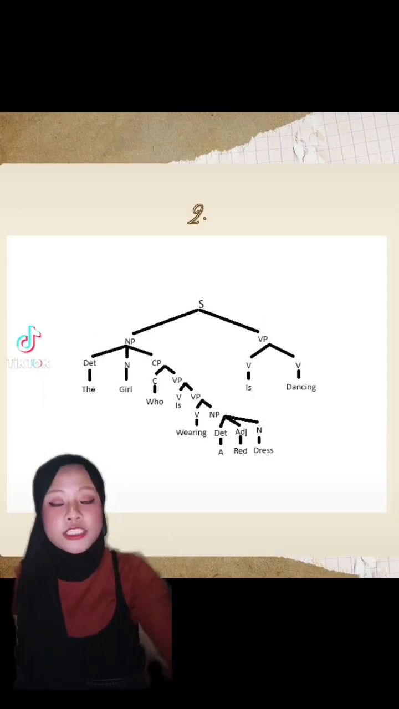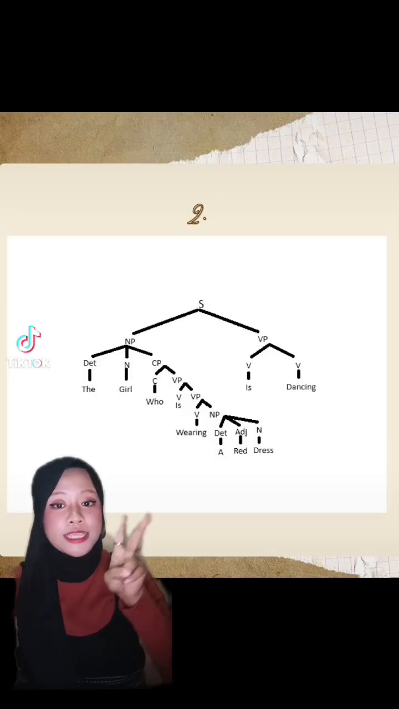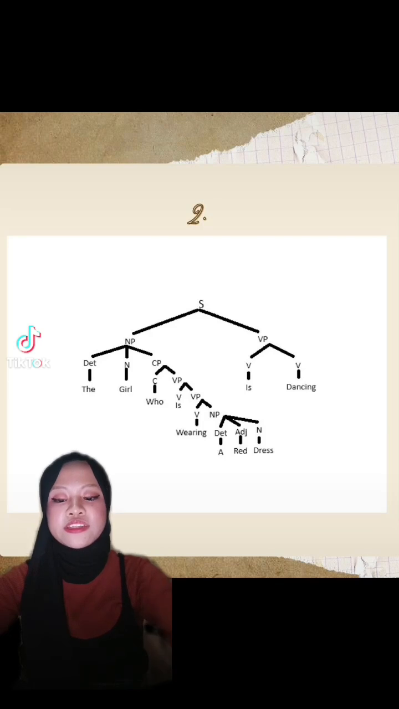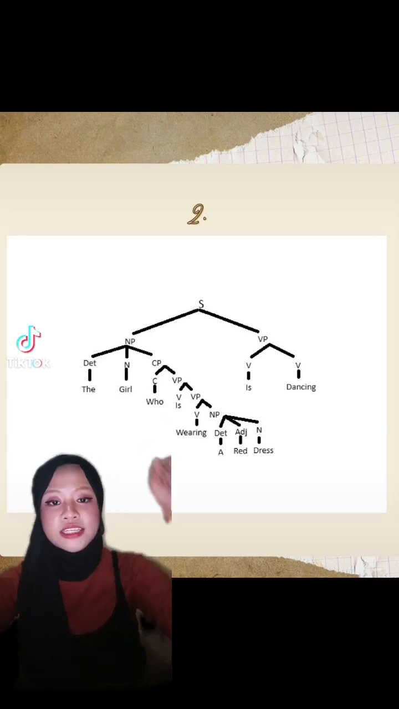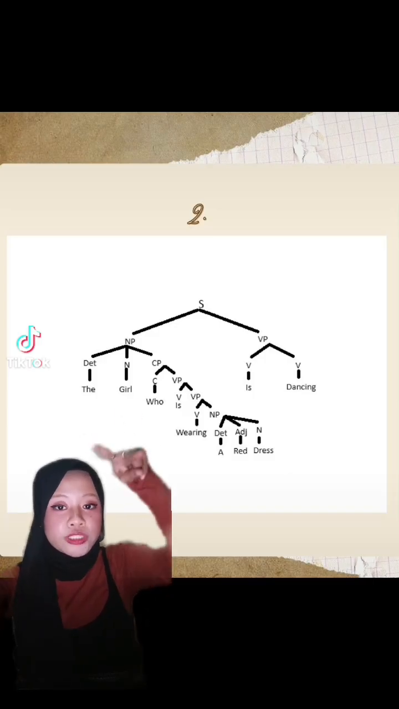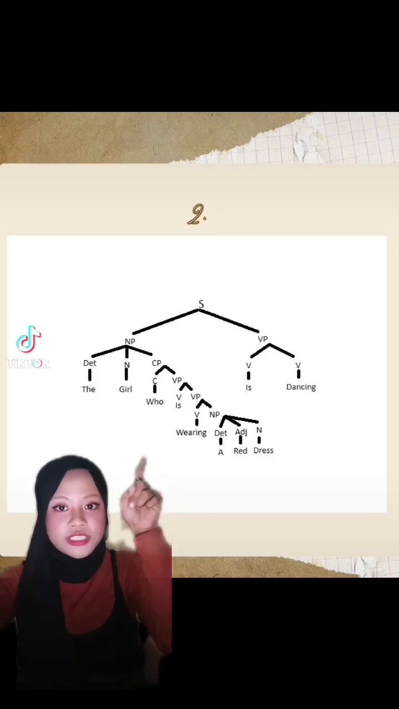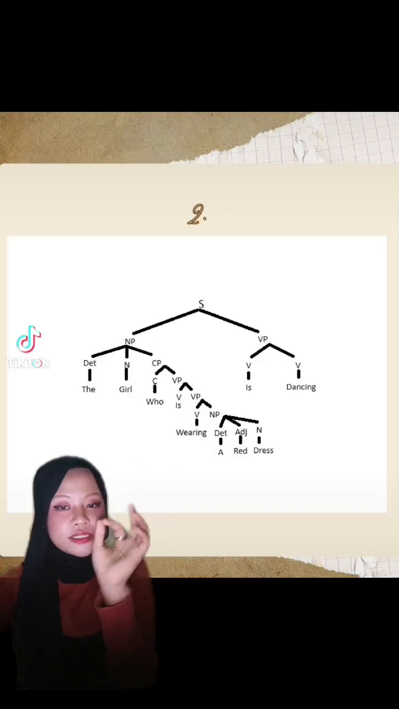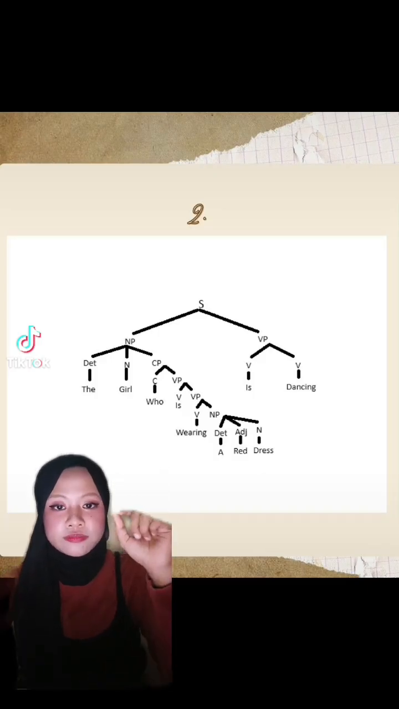So, let's move to the second sentence. The second sentence is the girl wearing a red dress is dancing. The sentence is made of two parts. The first one is the noun phrase. The determiner is the, and the noun is girl.